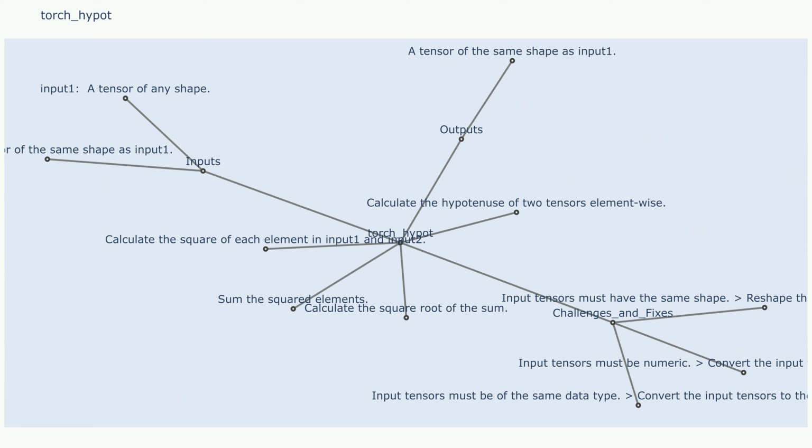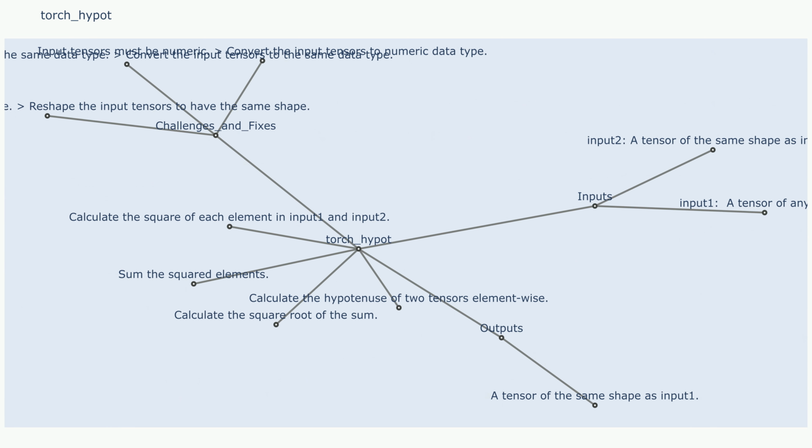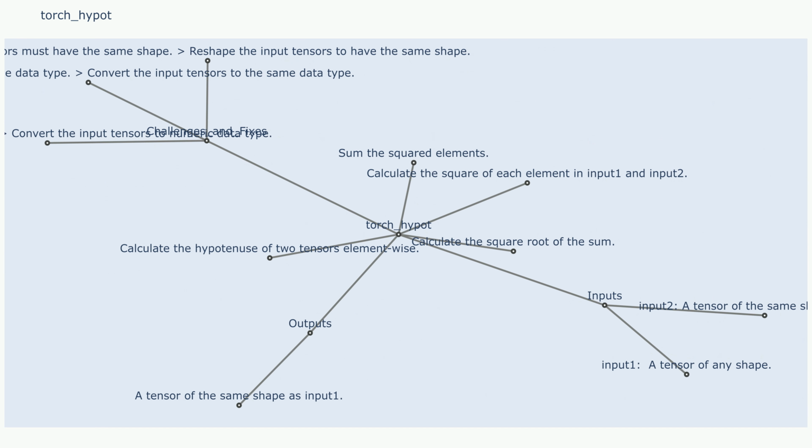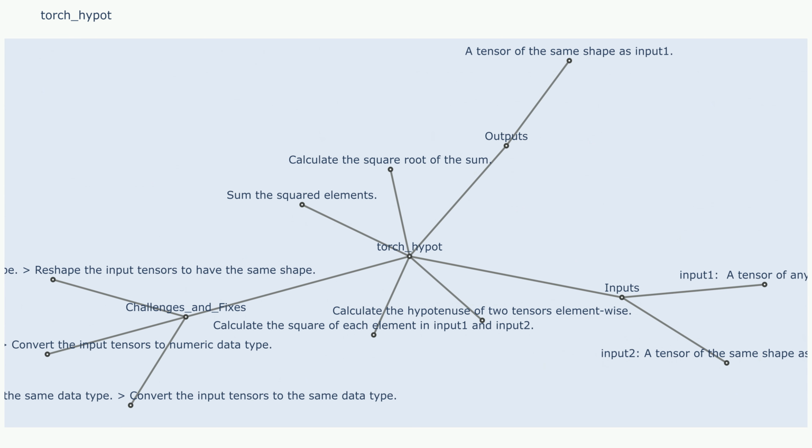Challenge 3: input tensors containing NaN or infinity values. Sample use case that resulted in challenge 3: calculating the hypotenuse of tensors containing undefined values or infinities. Fixes to challenge 3: handle these values carefully, as they can lead to unpredictable results. Consider replacing NaN or infinite values with appropriate alternatives before calculating the hypotenuse.